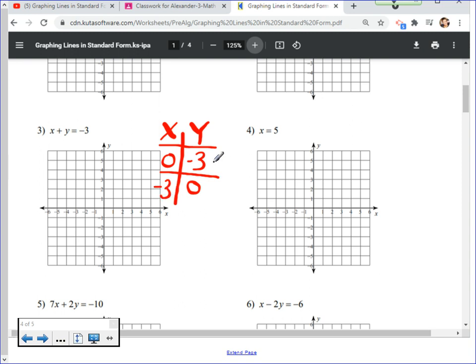Now we just need to plot these points. So start with your pencil on 0, 0, or the origin. You're going to go over 0 and down 3, making a point right there. Put your pencil back at 0, 0. The next point is you go left 3 and you don't go up or down anything. So here's that point right there.